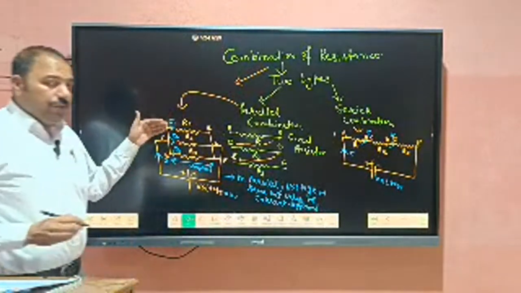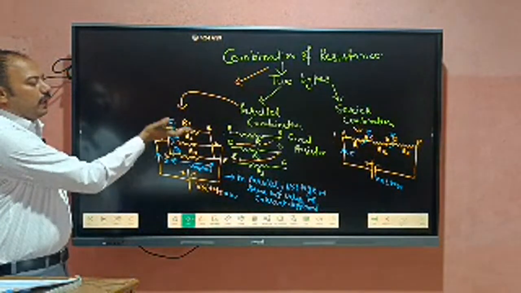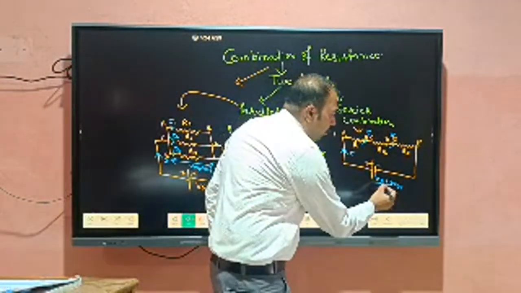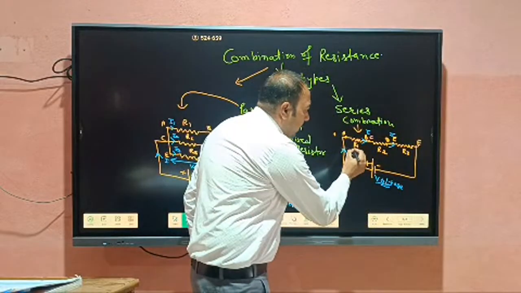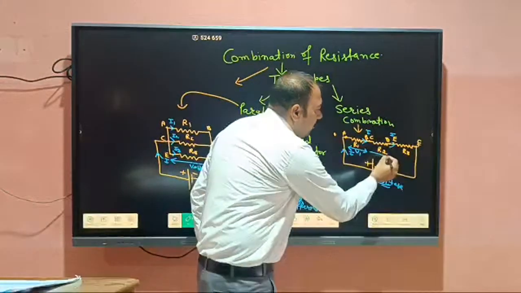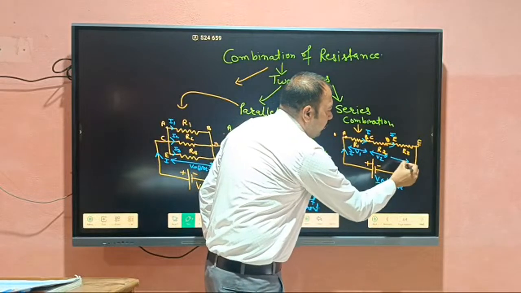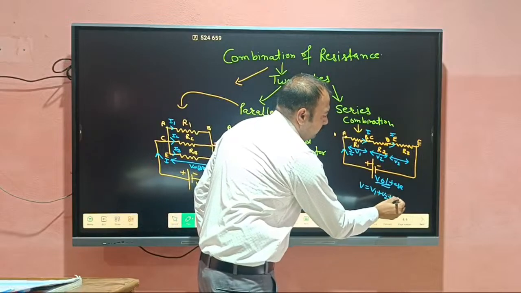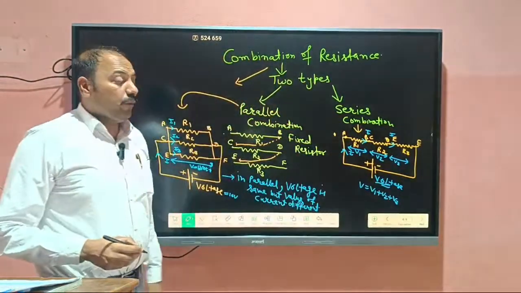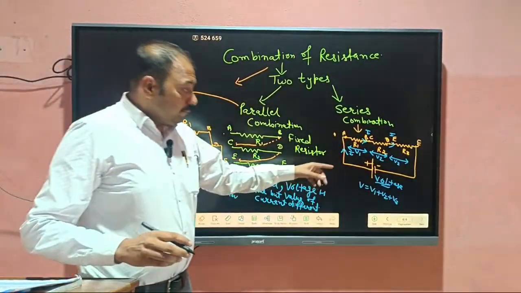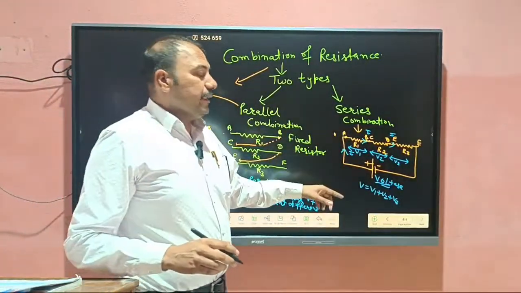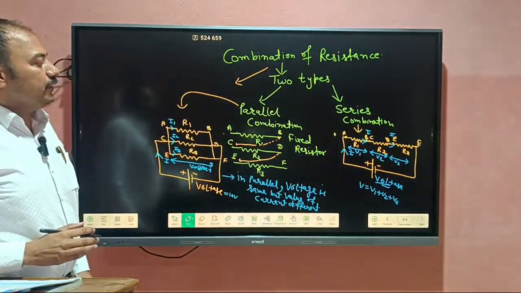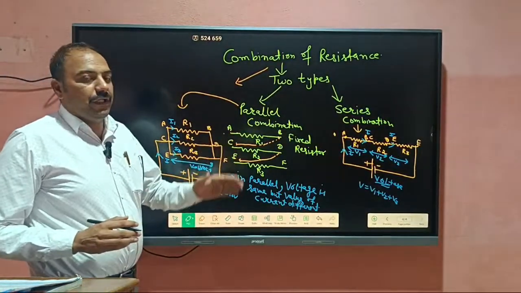But here we see there are different paths, three paths, so the electrical current is divided into the three paths. But in series, the voltage is divided into three parts. For example, this is V1, this is V2 and this is V3. So V is equal to V1 plus V2 plus V3. These are important points because this knowledge of voltage and current is used in numericals. These are the important circuits of resistance, only two types: parallel combination and series combination.